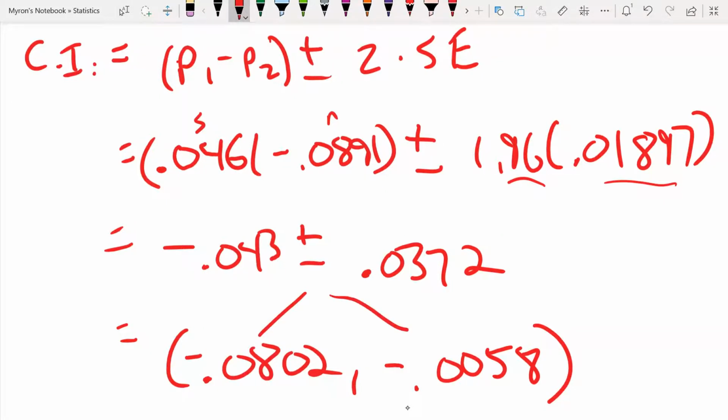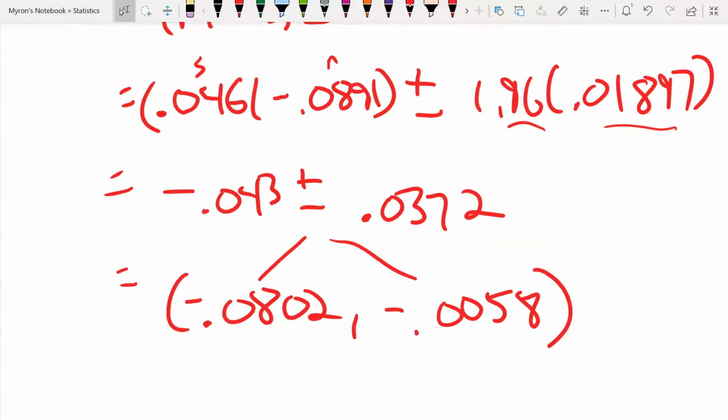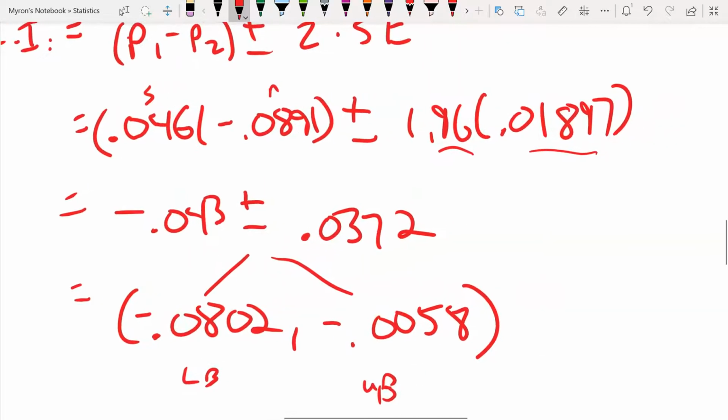And when I split that up into a lower bound and an upper bound, I subtract and add the two. This is what I get: negative 0.0802 and negative 0.0058, which means the true difference between the two is somewhere in there. And you notice how 0 is not in this interval, right? 0 is not in here.